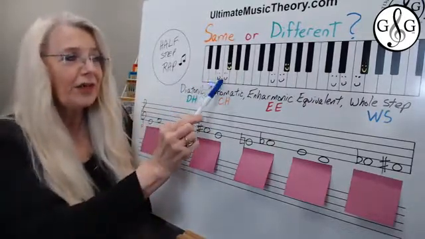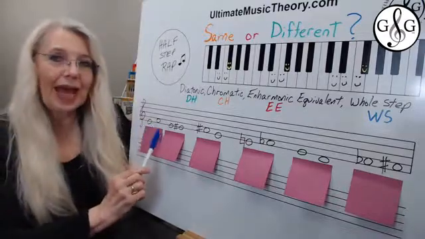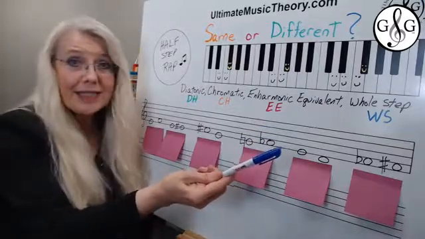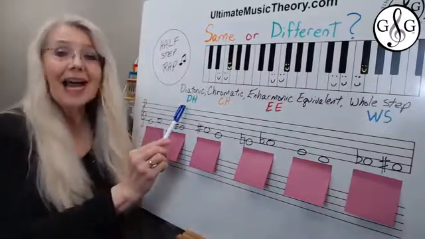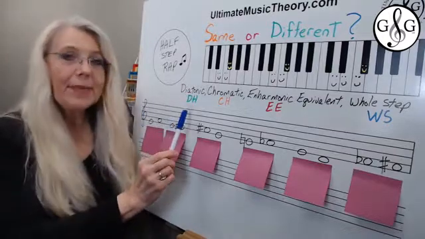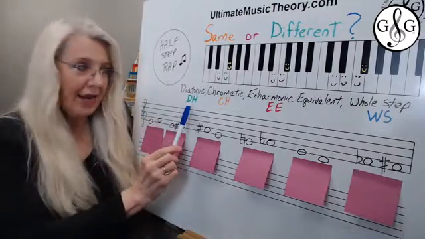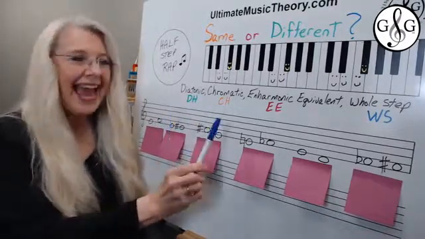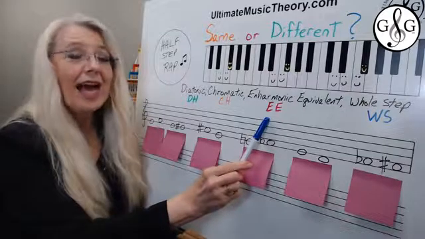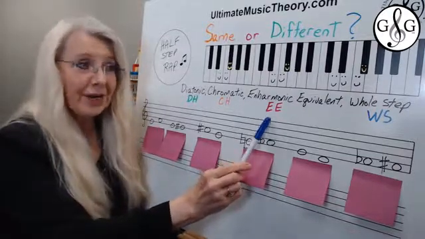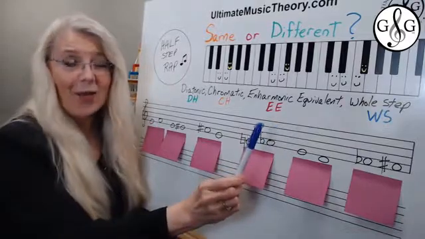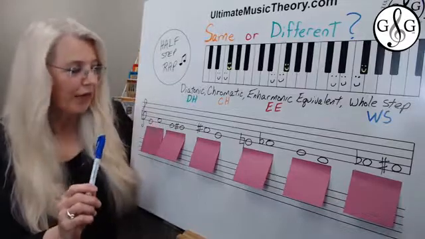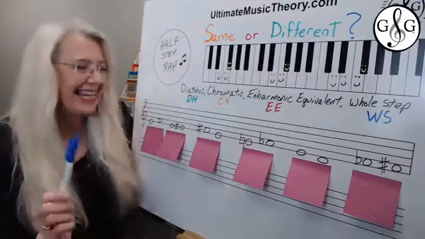So if we're looking at the very first one and we see we have E to F, is that going to be diatonic, chromatic, enharmonic equivalent, or even a whole step? And what's the difference? A diatonic half step means that they have different letter names. A chromatic half step means that they have the same letter name. An enharmonic equivalent means that they have the same pitch, but different letter names. And when we have a whole step, we have two half steps. So let's explore and see how this is going to work out for us. Are you ready? It's going to be exciting.